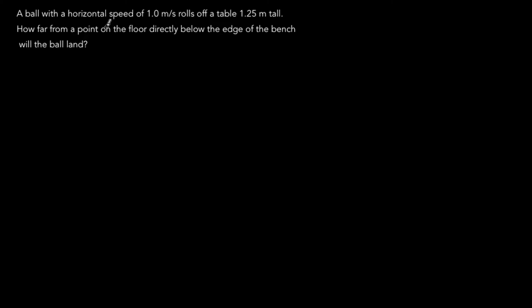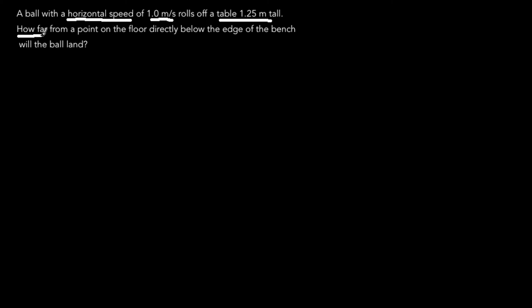A ball with a horizontal speed of 1 meter per second rolls off a table 1.25 meters tall. How far from a point on the floor directly below the edge of the bench will the ball land? Okay, so let's just highlight some key information. First, horizontal speed, that's important, 1 meter per second, and the table it rolls off is 1.25 meters tall. We are trying to determine how far from a point on the floor directly below the edge of the bench the ball will land.